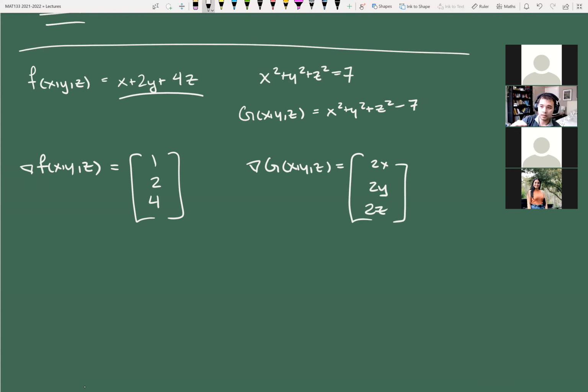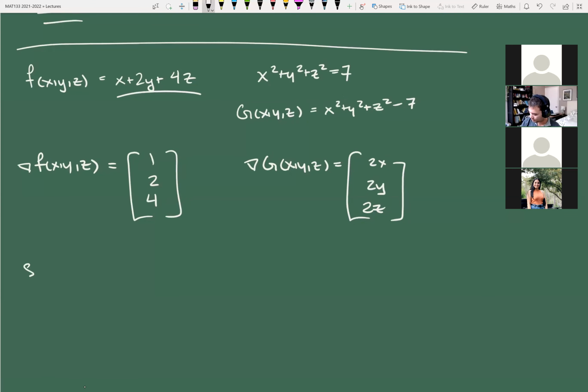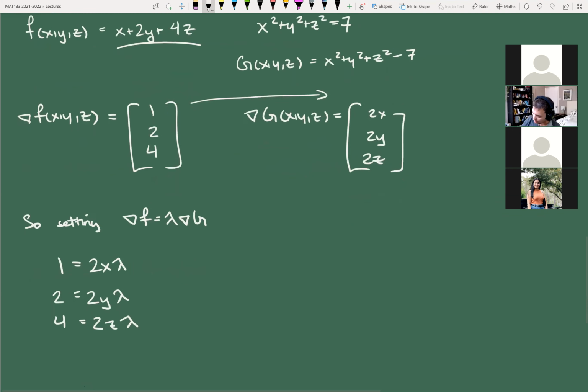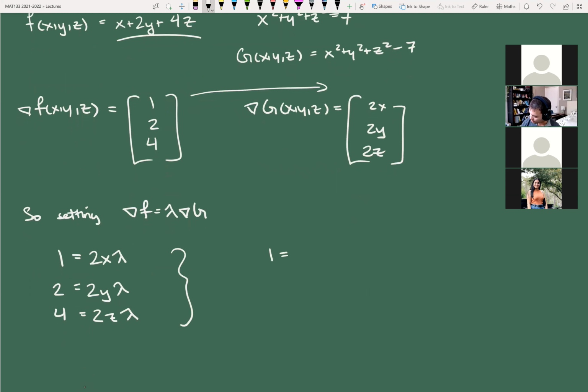The reason I like to write them as column vectors is because I know that the gradient of f is lambda times the gradient of g. It lets me just read off the equations. So setting the gradient of f equal to lambda times the gradient of g, I just read across the rows, and I get 1 is 2x lambda, 2 is 2y lambda, 4 is 2z lambda. If you want, you can do a little simplification here. So we get 1 is equal to 2x lambda, 1 is y lambda, and 2 is z lambda. That's just me doing some cancellations. You don't have to do it.